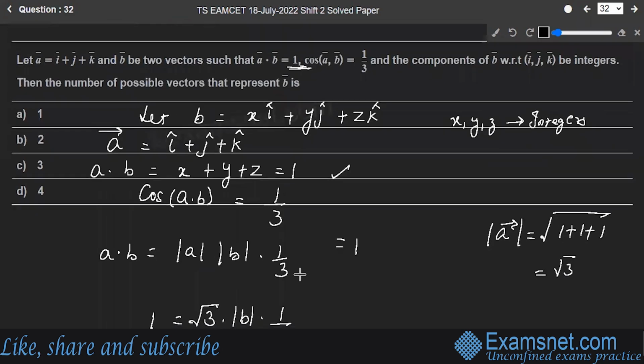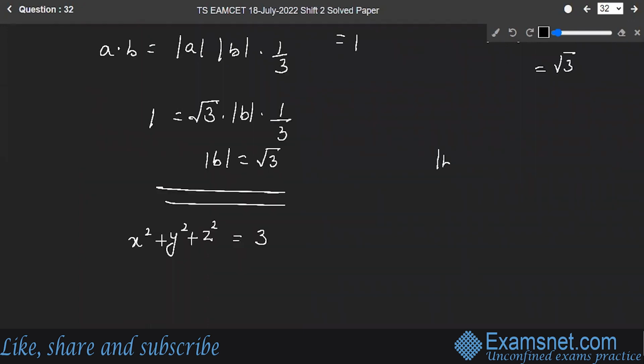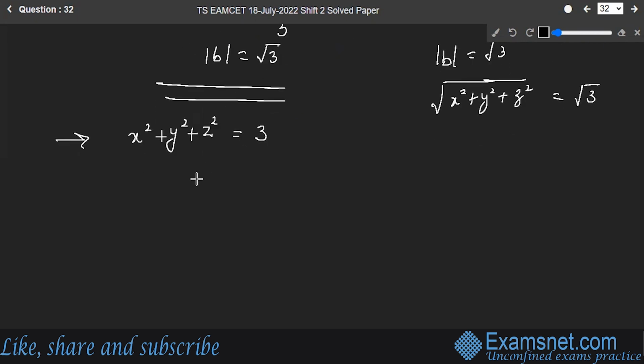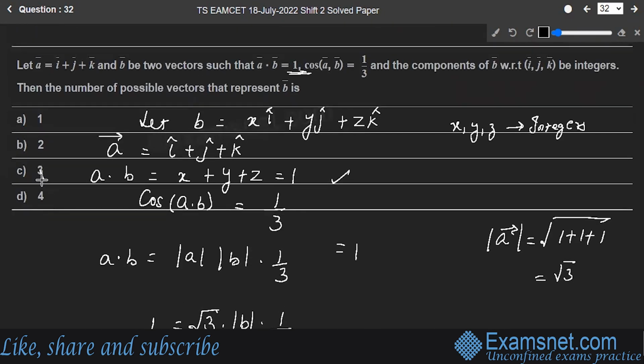Next, what you had to find out is the number of possible vectors that represent B. So that means X square plus Y square plus Z square is equal to 3, because modulus of B is equal to root 3, which gives you root of X square plus Y square plus Z square is equal to root 3, which gives you X square plus Y square plus Z square is equal to 3. Therefore, the possible values of X, Y, Z are (1, 1, minus 1), (1, minus 1, 1), and (minus 1, 1, 1). So that means there are 3 vectors possible. Let's check with the options. I have option C as the correct answer.